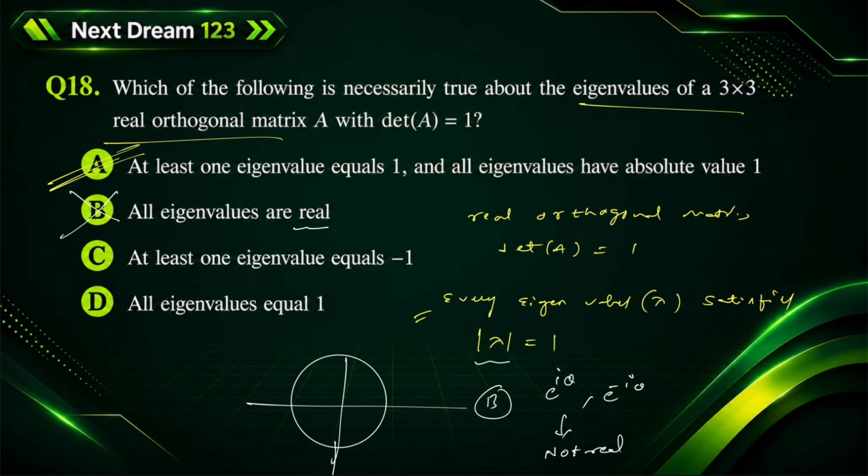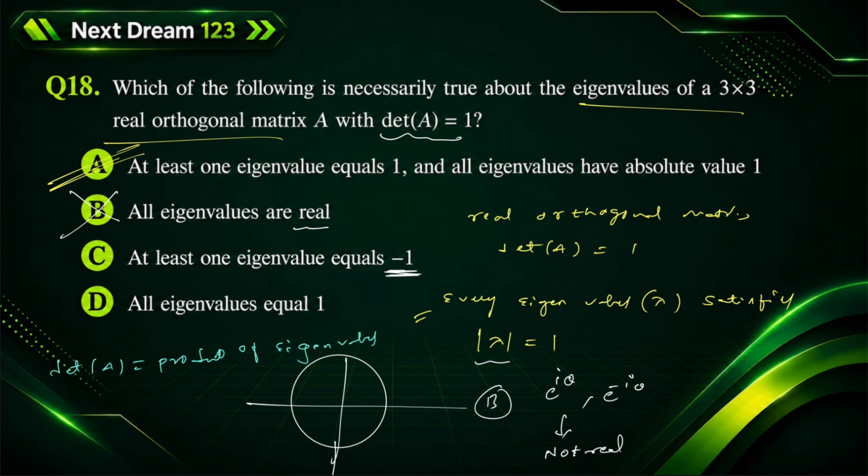If you take option C, at least one eigenvalue is equal to minus 1. If minus 1 were an eigenvalue, then determinant of A is equal to, see, at least one eigenvalue equal to minus 1 means, they clearly mention that determinant of A is equal to 1. We know that det of A is equal to the product of eigenvalues.